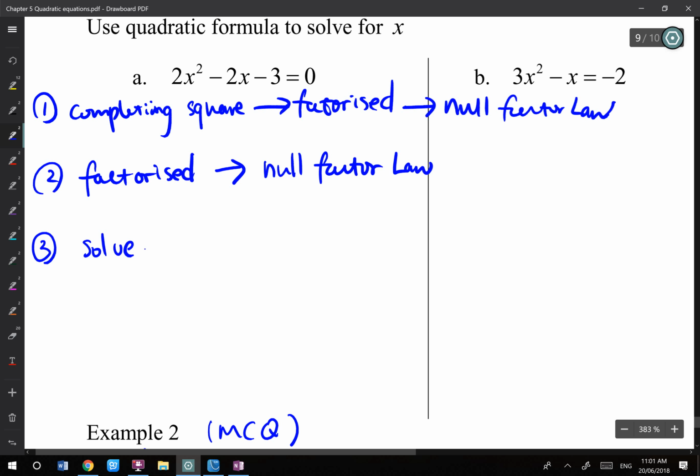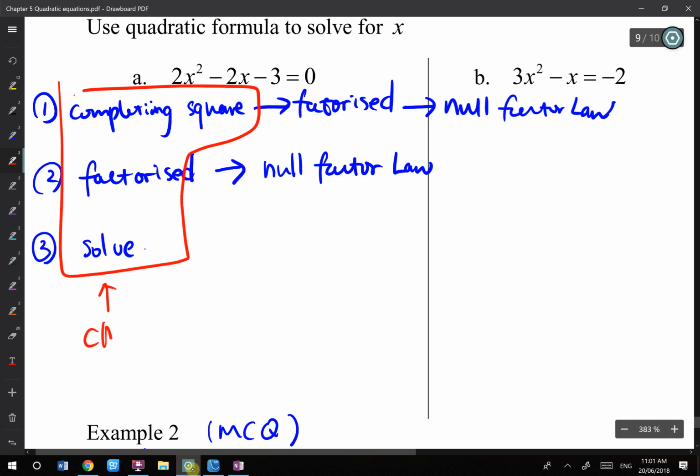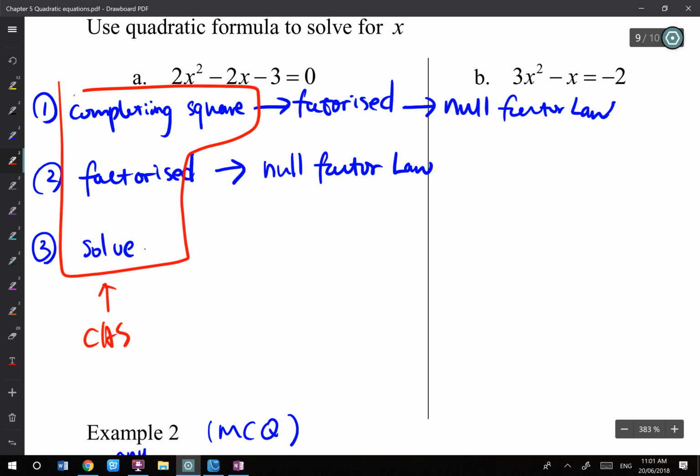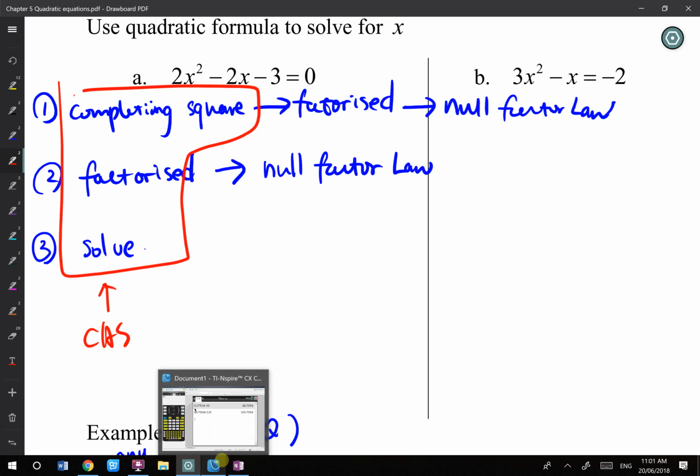Okay, I can complete the square. These three can be done by CAS. For the quadratic, I can complete the square and then factorize by myself and then use the formula. Or I can directly factorize by the calculator and then use the formula. Or even more easily, I can directly use the calculator to solve it for me. Number 3 is easy.